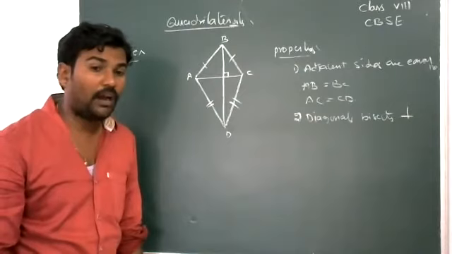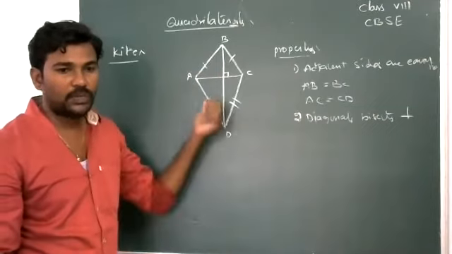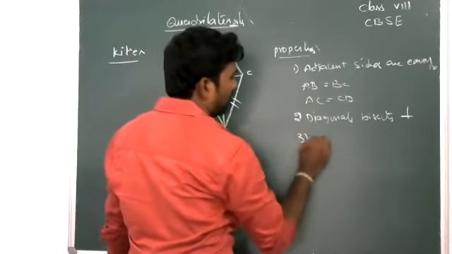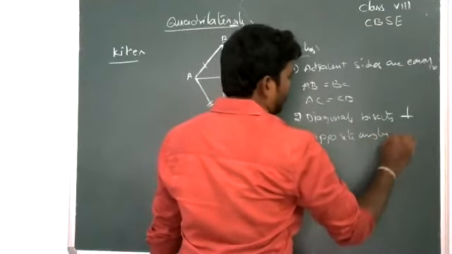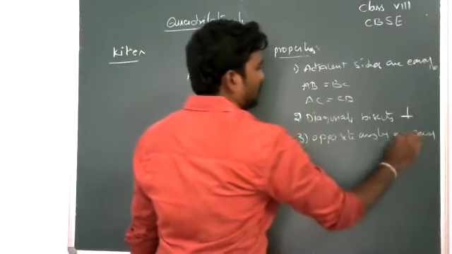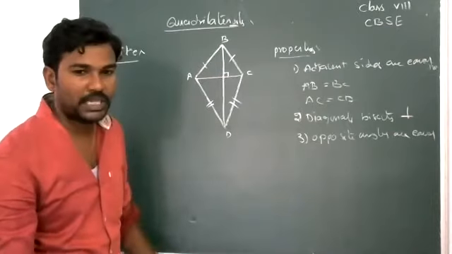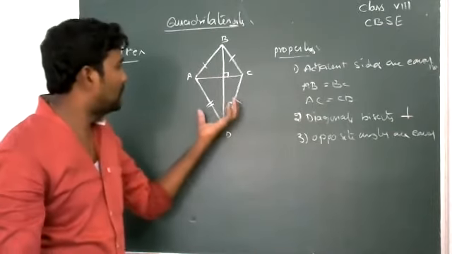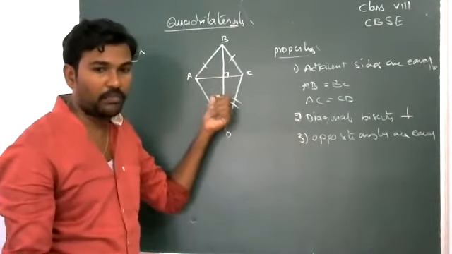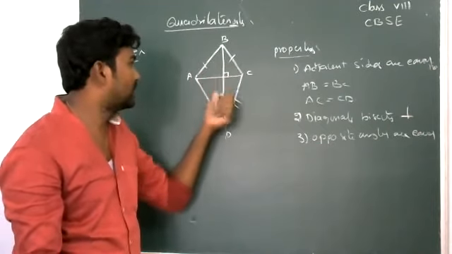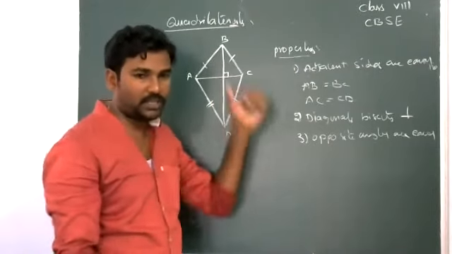Now, what is the difference between a square and this one? In a square, all sides are equal. In this one, here also you can write opposite angles are equal, and diagonals bisect perpendicularly. What is the difference between the kite and the square or rhombus? In a rhombus also diagonals bisect perpendicularly, and adjacent sides are also equal.